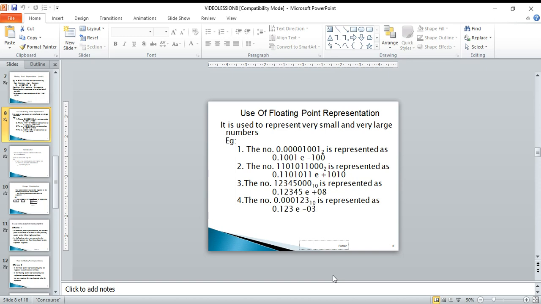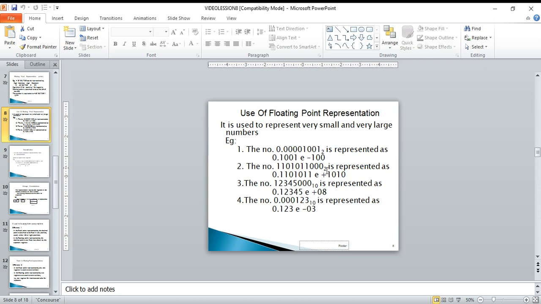So this is the floating point representation in the binary number. So here this is the one. So we are moving the point to this place. 0.11010011 e to the power of. So here we are moving the point towards the right by 10 positions. 10 is a decimal number, so that is represented in the binary form as 1010.